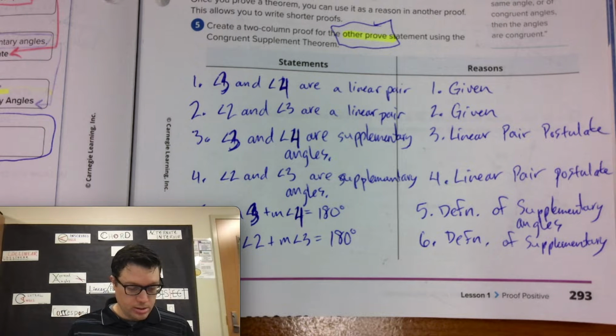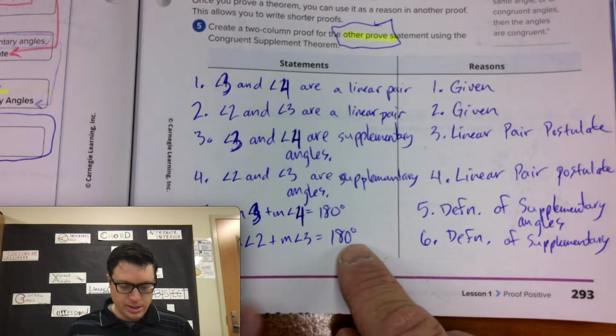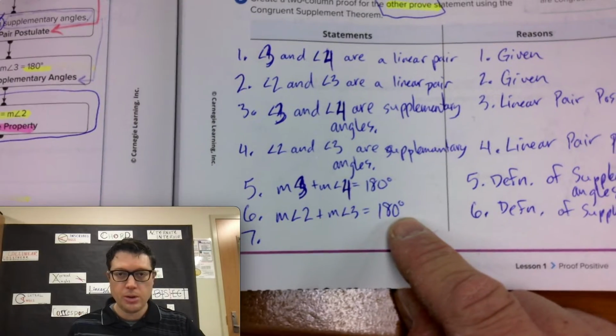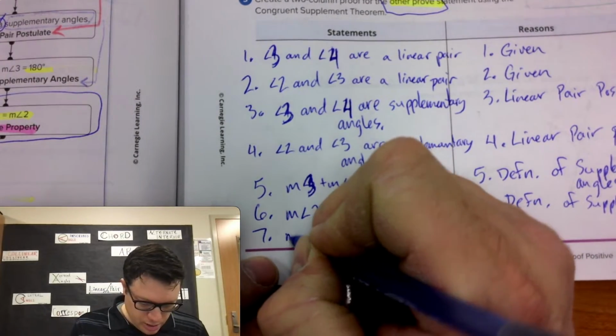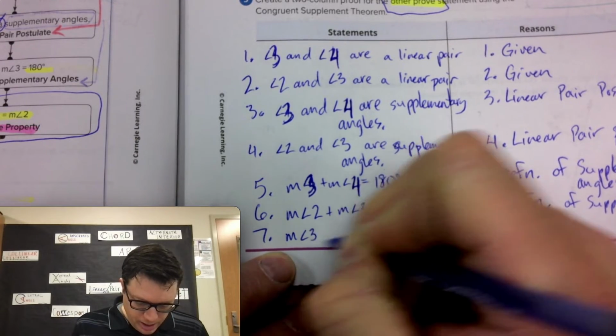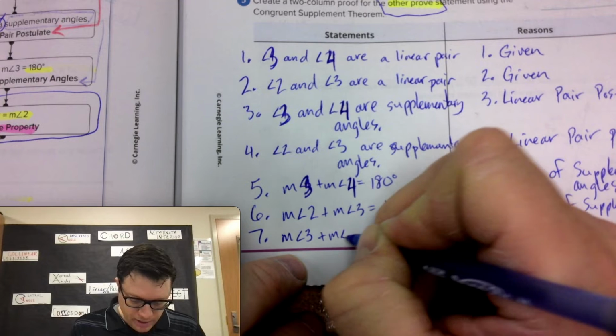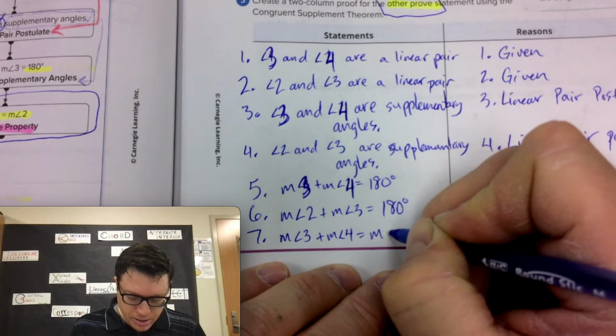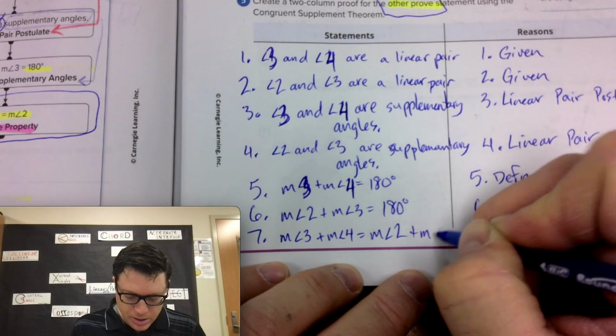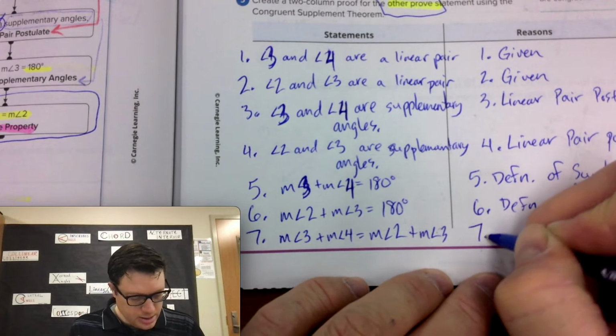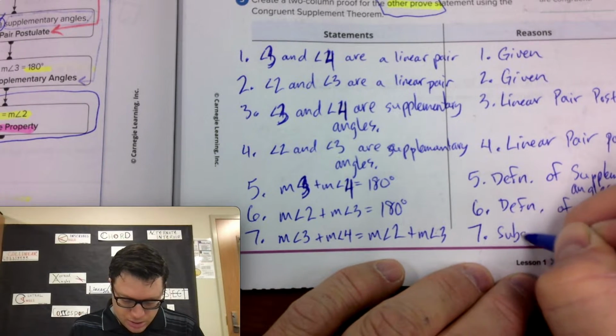Step 7 should be that these two angles are the same. So I'm going to go the measure of angle 3, that's supposed to be a 3, plus the measure of angle 4 equals the measure of angle 2 plus the measure of angle 3. Step 7 is substitution.